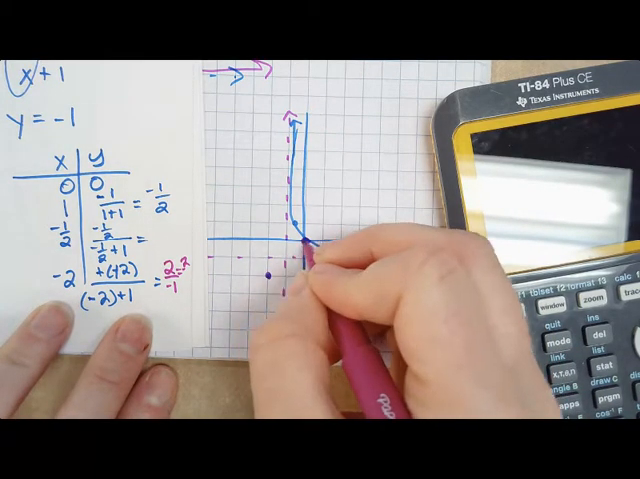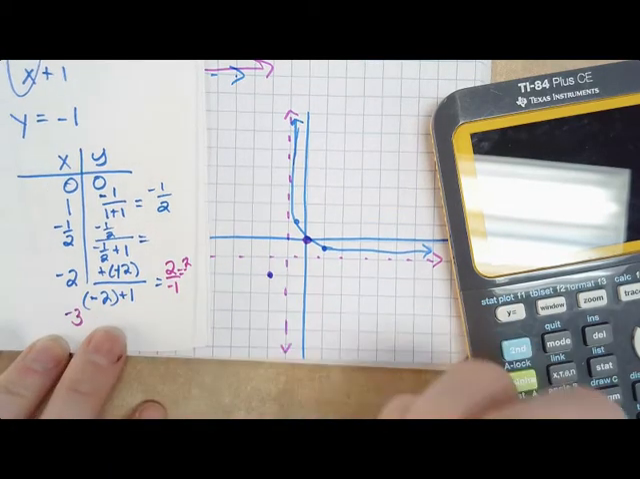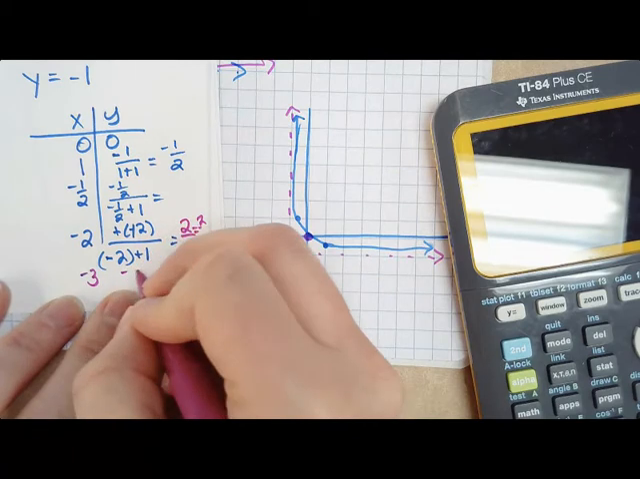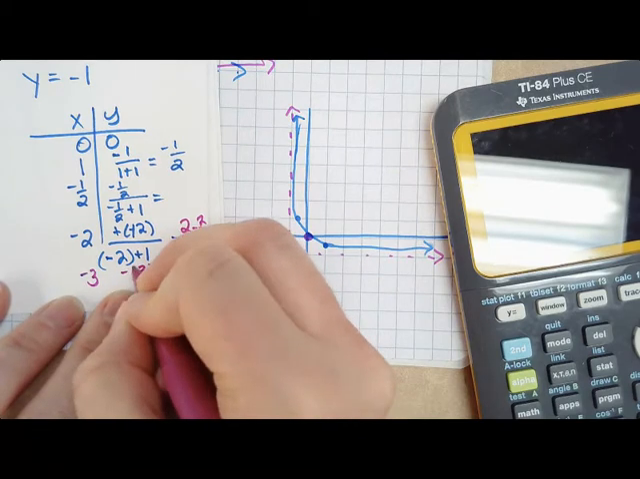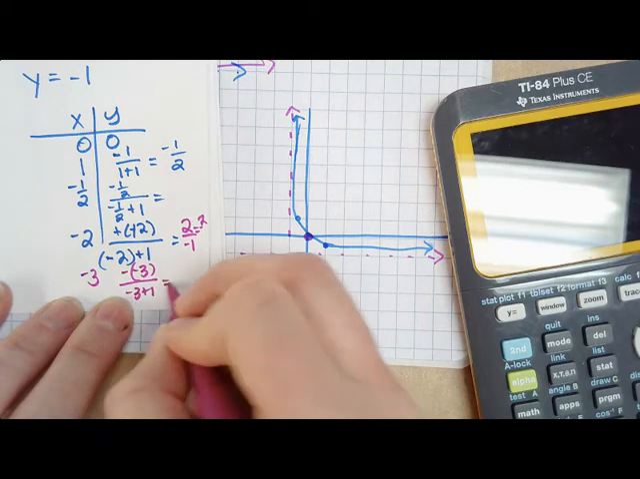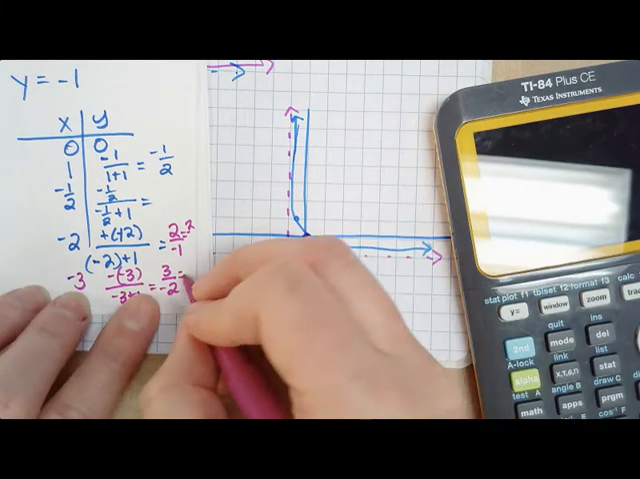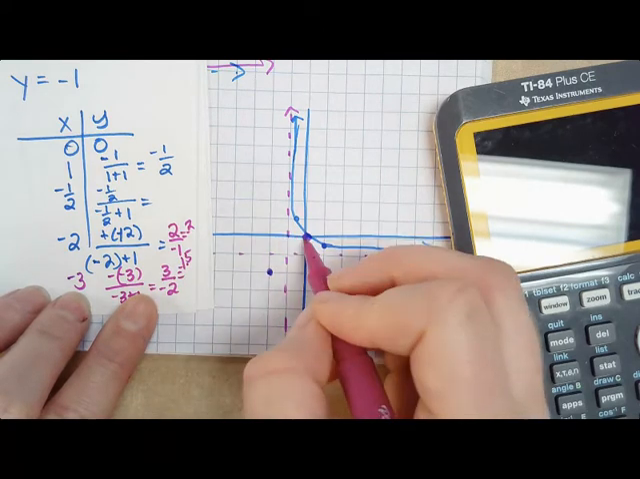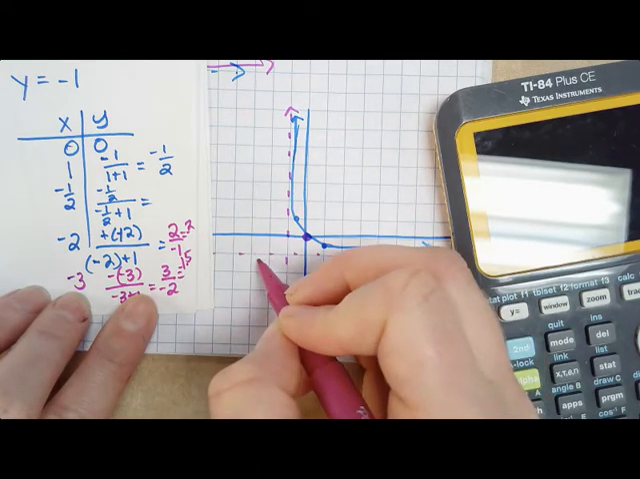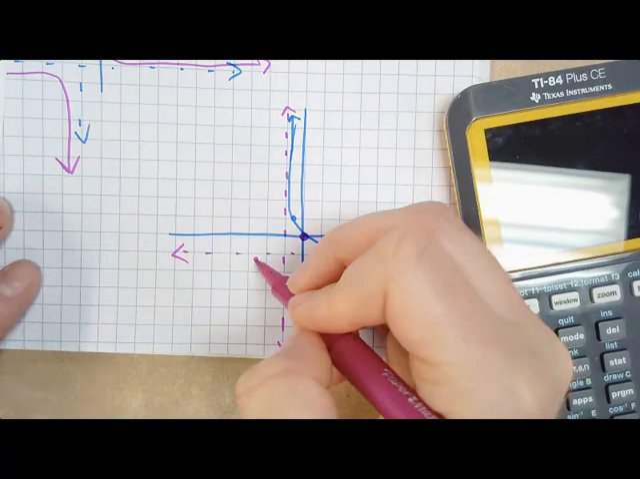But to show that, we do 1, 2, 3, -3. And so you do -3 over -3 plus 1. So +3 over -2. So -3 over 2, which is -1/2. Down -1/2. So it's going to follow the same pattern.